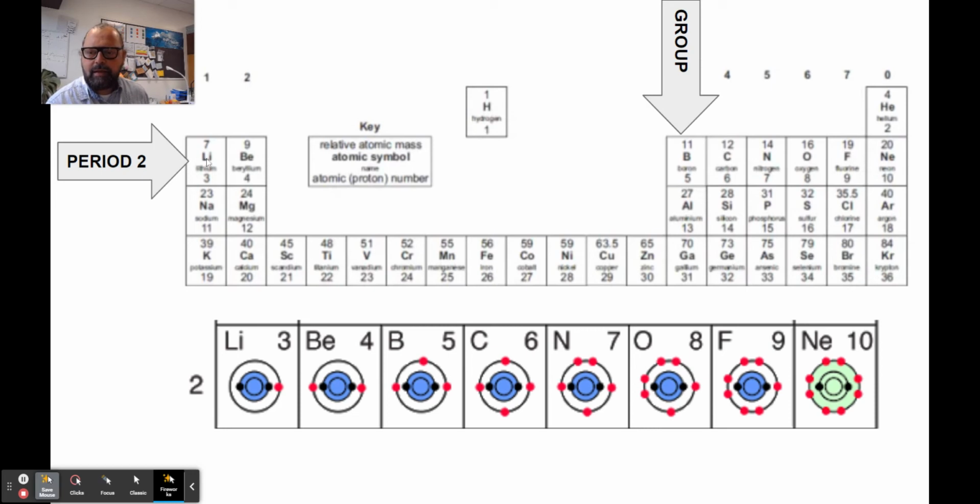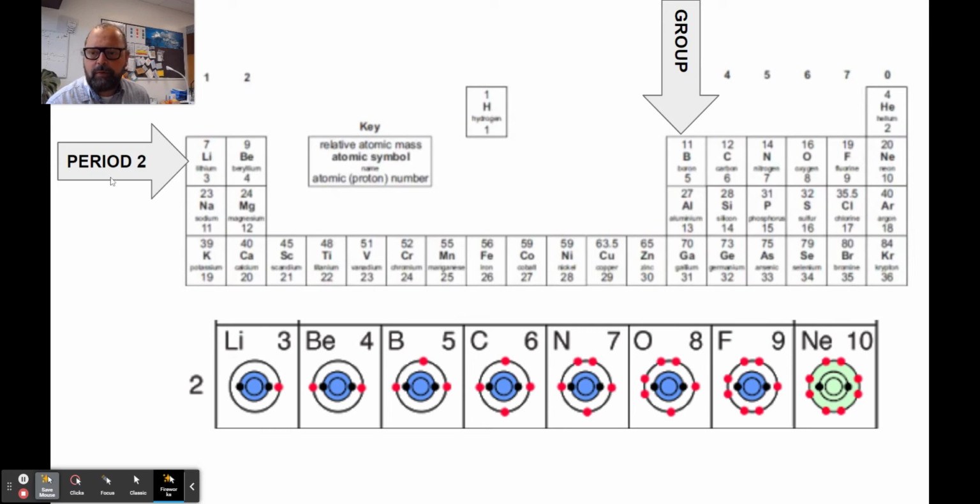Notice that lithium is at the start of period number 2, because period number 1 has only hydrogen and helium in it, and that's because it represents the very first energy level of electrons, which can only hold 2 electrons in that energy level.